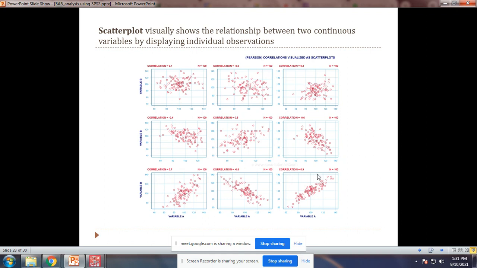So this is how your scatter plot looks like. It is just showing you the relationship between the two variables. It's for different correlation values, and with a sample size of 100. This is how your graphs will look like.